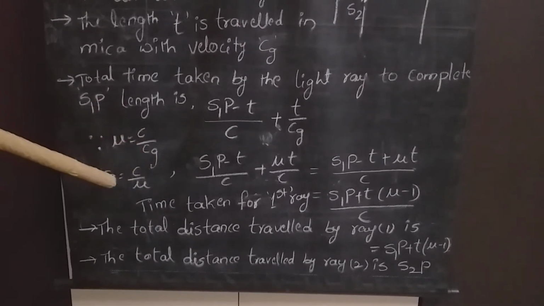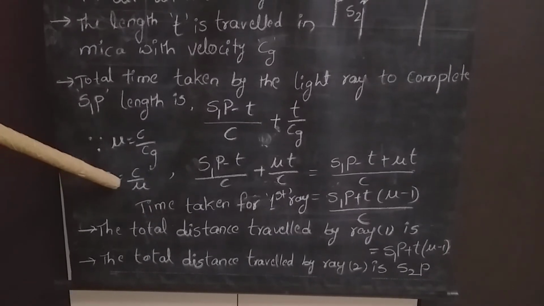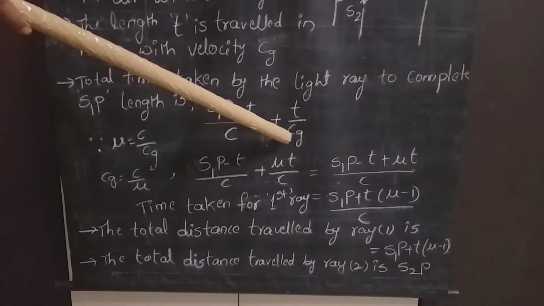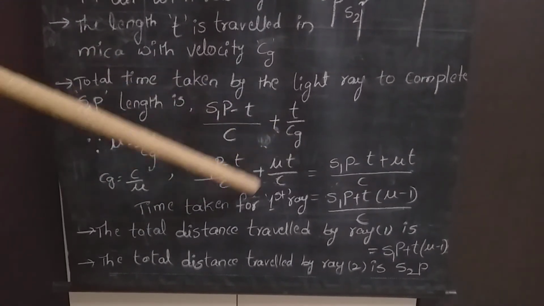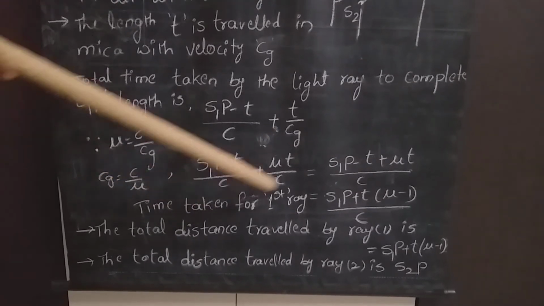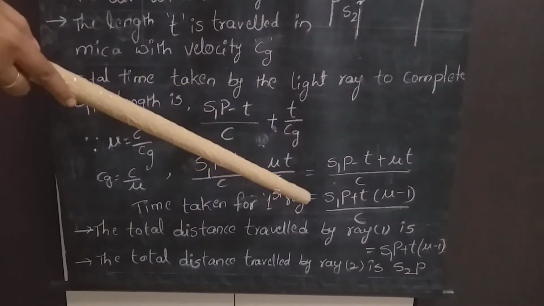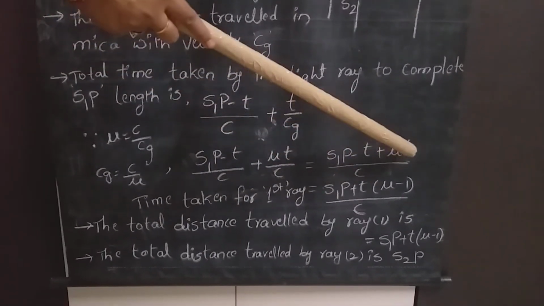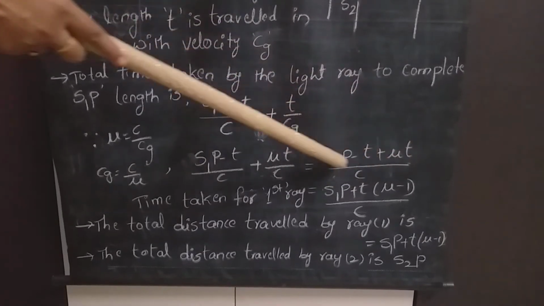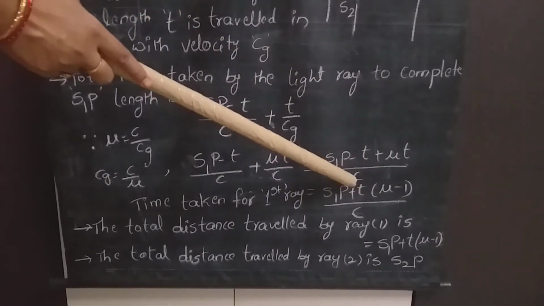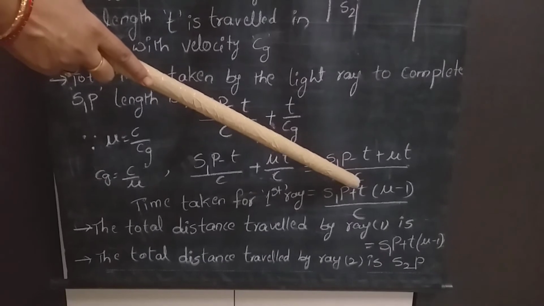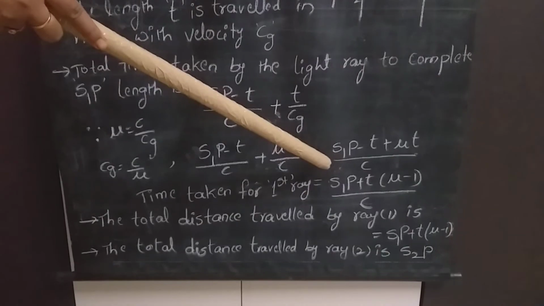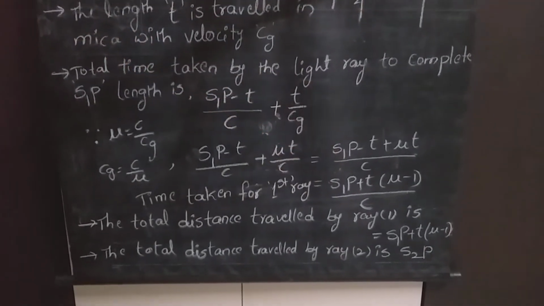From this, how can I write the value of Cg? Cg is equal to C by mu. Substitute this Cg value here, then our formula has been modified like this. Now this is equal to this much. You see here, this complete expression will give us the total distance traveled by the first light beam. Here my intention is to find out the total distance traveled by the first light beam.